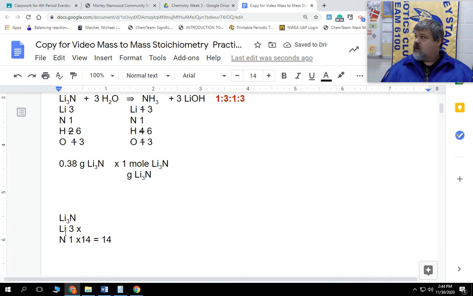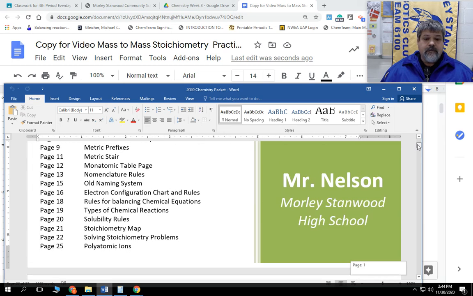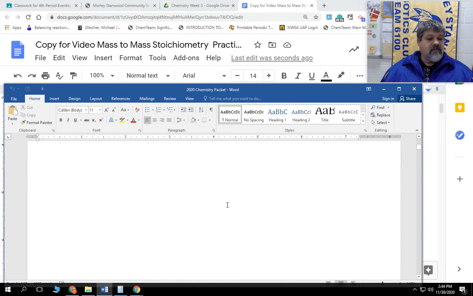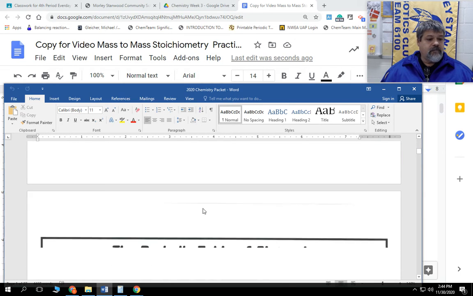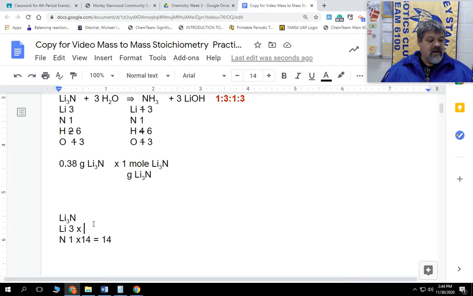Okay, so now we got to figure out what is the weight of lithium. So we're going to go back to our periodic table, scroll all the way up to the top, and we'll find lithium. Lithium is 7. So there we go. We found what it was. So 3 times 7 should equal 21, and we might double check that. So that's going to be our molar mass.